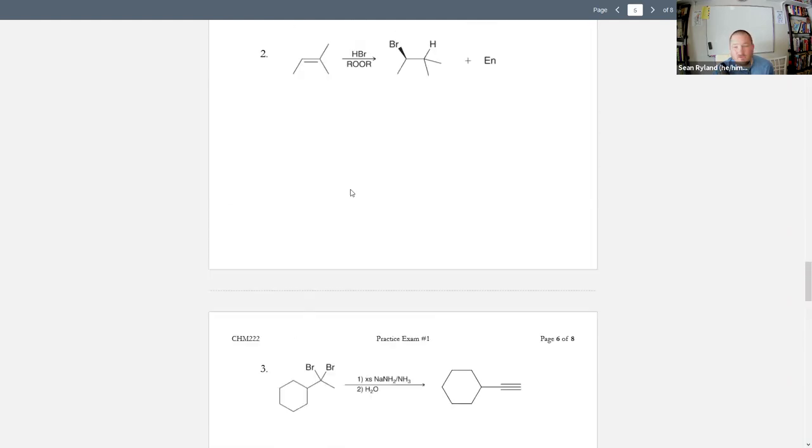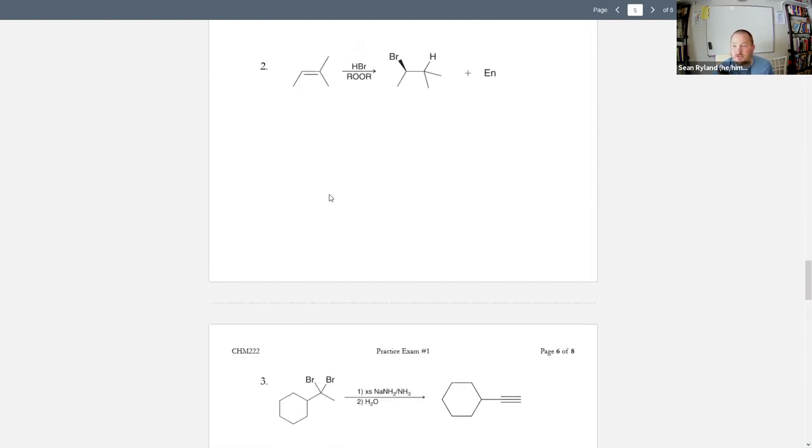Since we're really doing three major chapters, right? We had the addition chapters, actually two addition chapters, alkenes and alkynes, and then we did free radicals. That's all we've covered so far as far as different types of mechanisms. I'm going to pick one from each of those chapters. And on the free radical one, I'm going to want you to show your initiation, propagation, termination, just like we practiced last week.